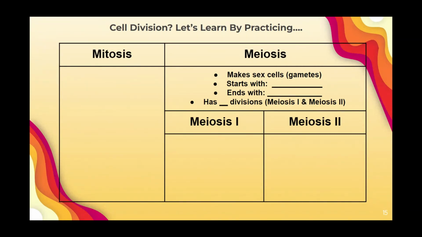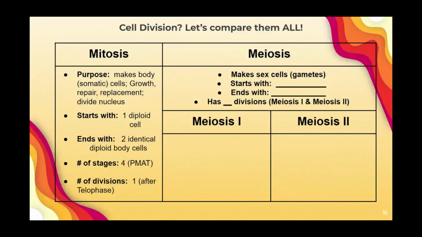So let's talk about mitosis first. We're going to copy this down into our notes. The purpose of mitosis is that it makes body cells, also known as somatic cells. It's for growth, repair, replacement, and it's just dividing the nucleus. That's its purpose. It starts with 1 diploid cell. It ends with 2 identical diploid body cells. And you will need to know that that's associated with mitosis. How many stages? There's 4, just PMAT. How many divisions? There's only 1 cytokinesis here, just 1, at the end of telophase.